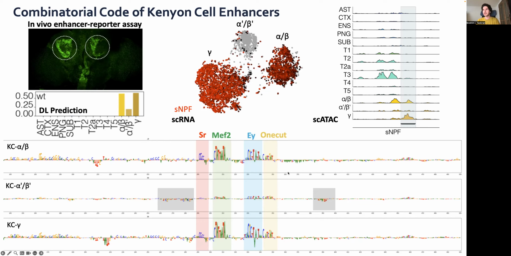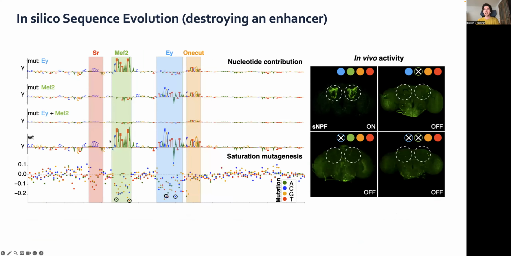And focusing on these activator binding sites, with the help of saturation mutagenesis, we destroyed the MEF2 binding site with these two mutations, or the ETS binding site with these two mutations, and in each case it destroyed the enhancer activity, which shows that the binding sites we actually identified are the correct ones, real ones.